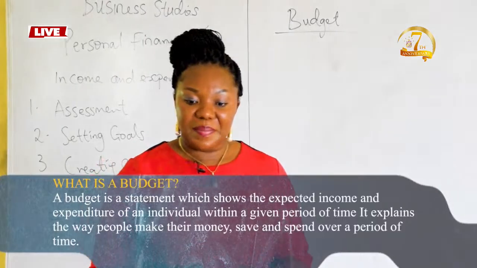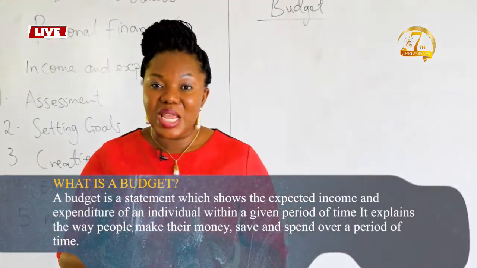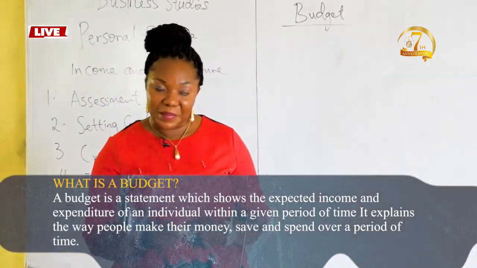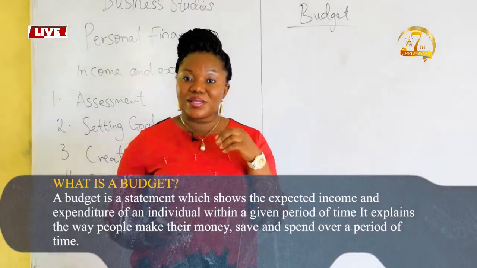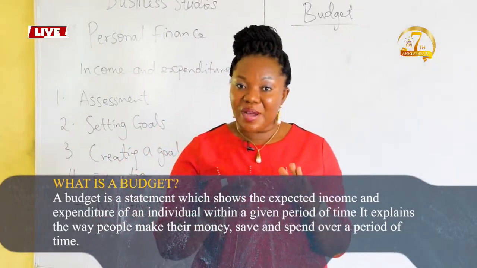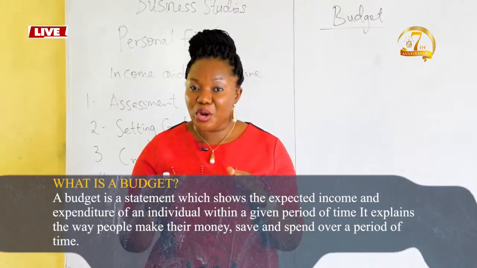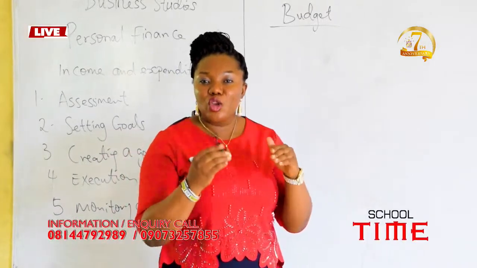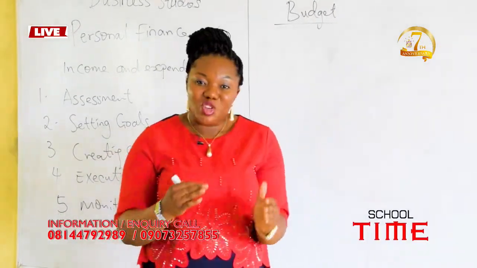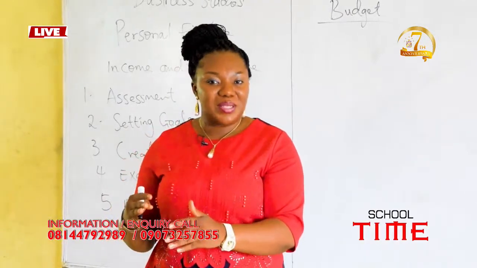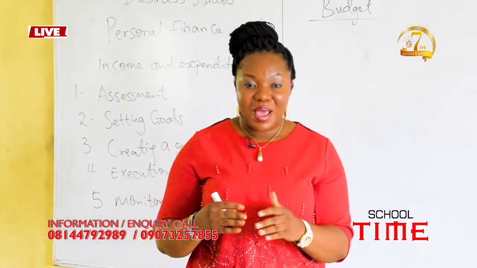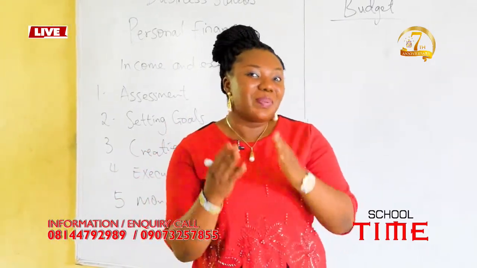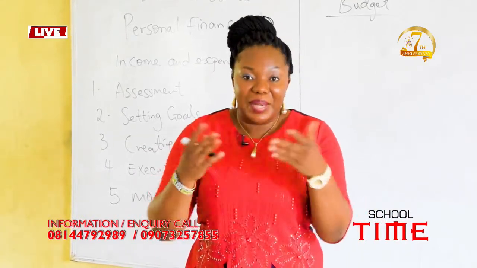A budget is a statement which shows the expected income and expenditure of an individual within a given period of time. That is what a budget is. A budget shows you how your income comes to you and how you're spending it. It is very important for us to have a budget, so that whenever we have income, we plan it. Budget simply means planning.